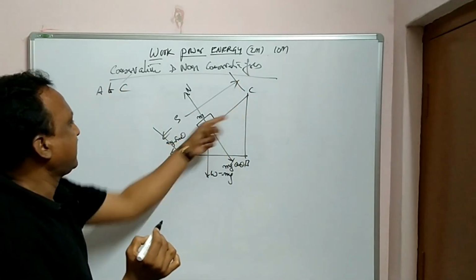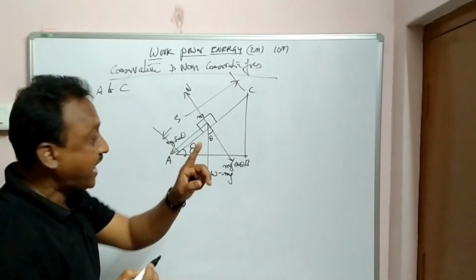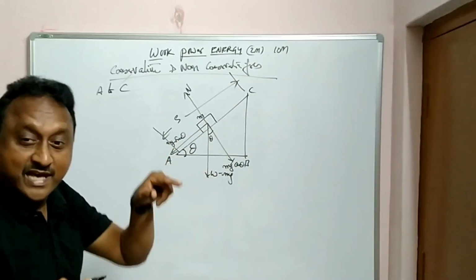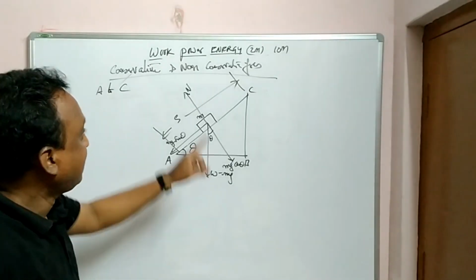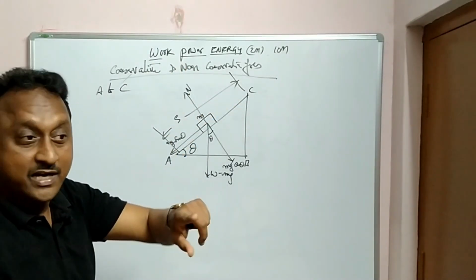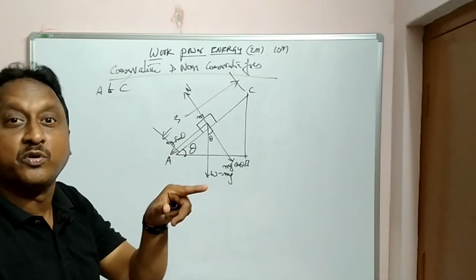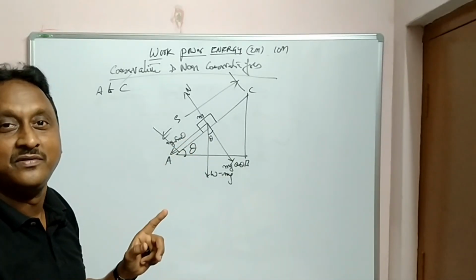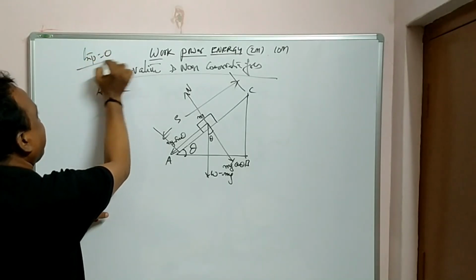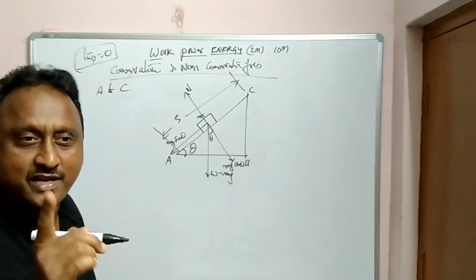I can go A to C like this straight away, or I can even go A to B and B to C, because conservative force depends only on the initial and final point, as I said, not on the path. And not only that, the total work done in the trip is equal to 0. In the total trip, work done should be equal to 0, then only it is called conservative.